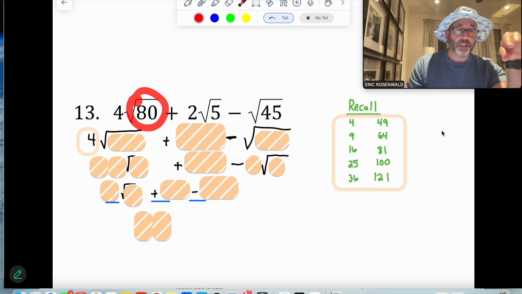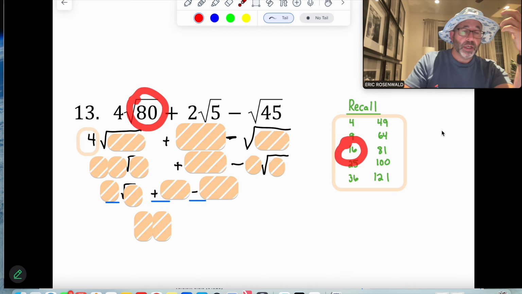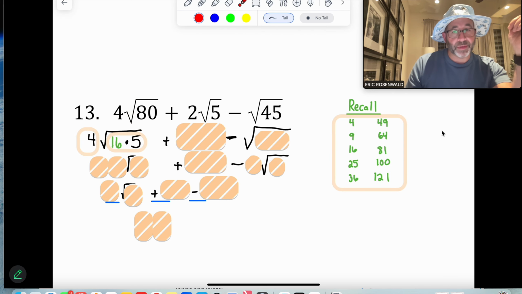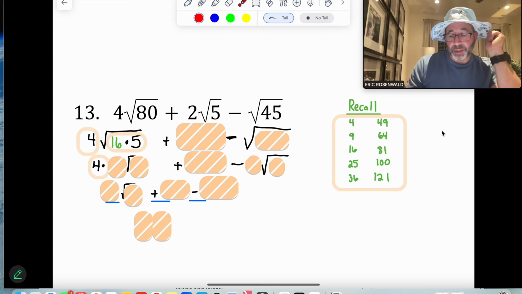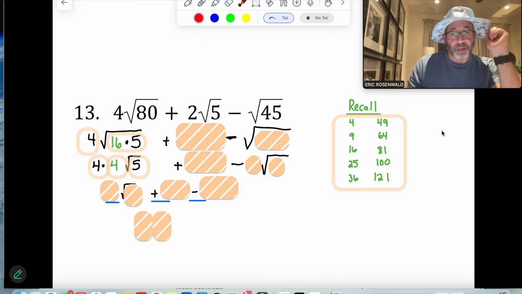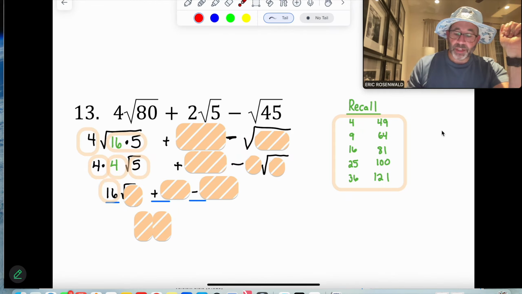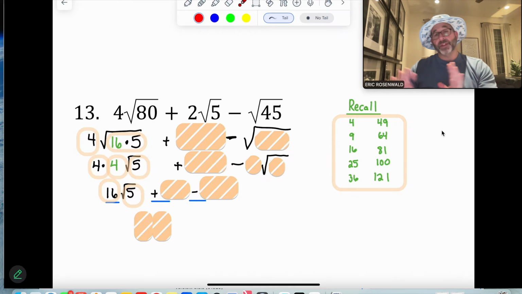Any of the values in our chart are going to work with this. The only one that works is 16. 80 divided by 16 works. We end up with 16 times 5. The 4 stays where it is. Square root of 16 is just going to equal 4. And then the square root of 5 stays square root of 5. 4 times 4 is 16. Square root of 5 stays square root of 5. And we are officially done with that part of the problem.